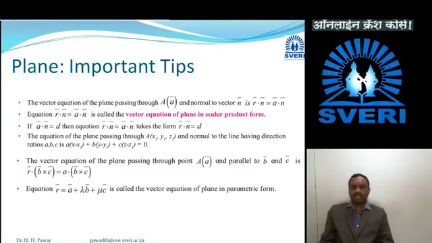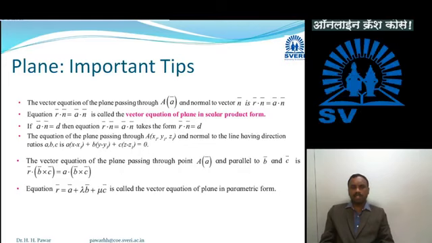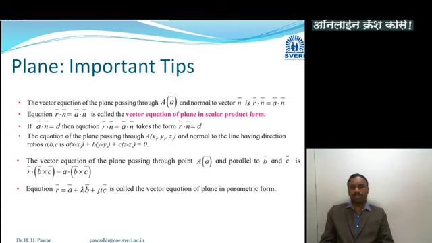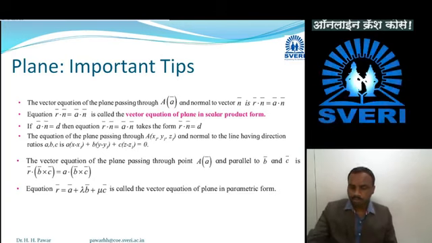Then the vector equation of the plane passing through the point A bar and parallel to B bar and C bar is given by R bar dot (B bar cross C bar) is equal to A bar dot (B bar cross C bar). Then the equation of the form r bar is equal to a bar plus lambda b bar plus mu c bar is called the vector equation of the plane in parametric form.